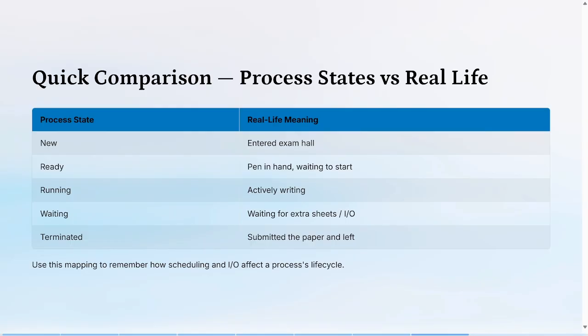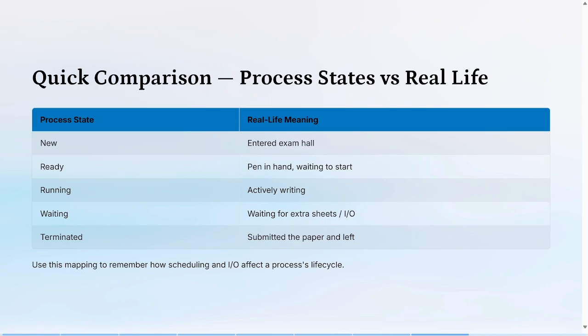Next one is running, actively writing. The student is now writing the answer. Running means the process is actually being executed by the CPU right now. Next one is waiting, waiting for extra seats, or IO, which means input output. Hand raised, waiting for the invigilator to bring more paper, can't continue until that arrives. That's exactly what waiting means. The process is stuck until some IO or resource comes through.